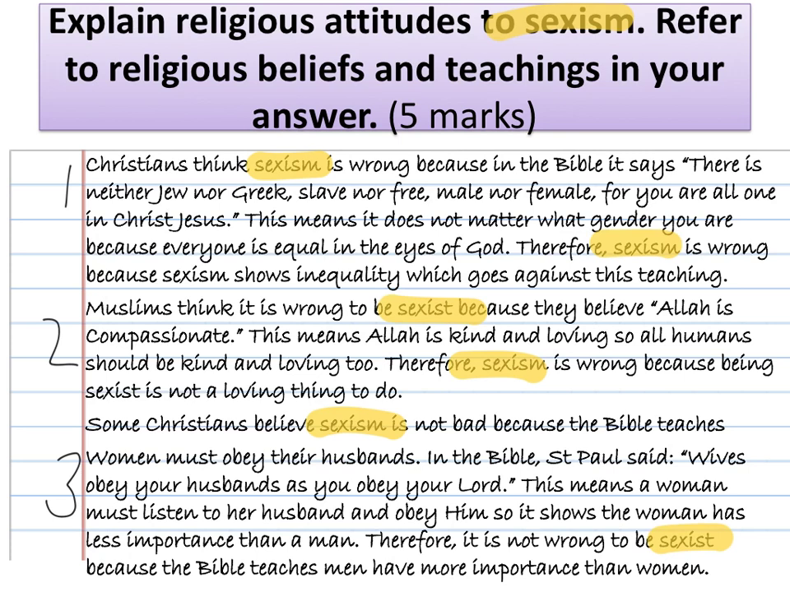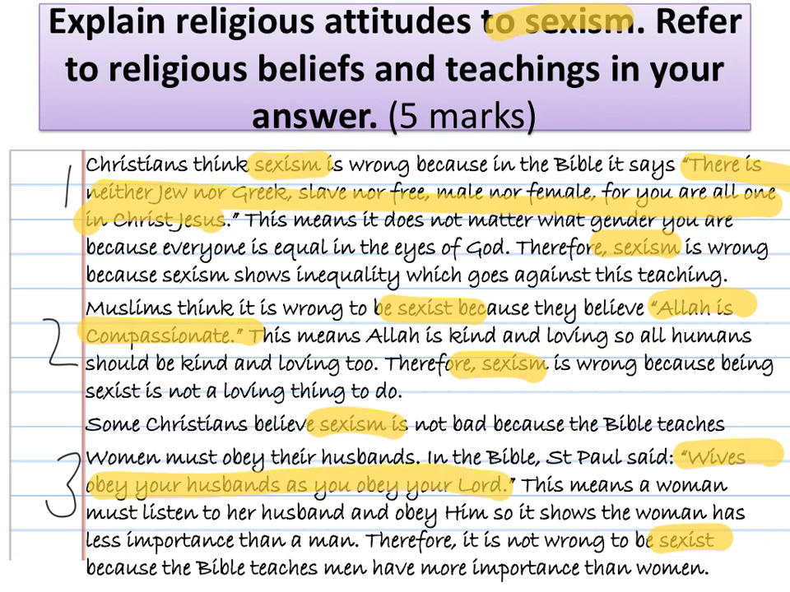Finally, each of the points contains a specific religious teaching. Here we can see there is neither Jew nor Greek, male nor female, for all are one in Jesus Christ. Here we've got the simple teaching of Allah is compassionate, and here we have wives, obey your husbands as you obey the Lord. Each one of these is explained in the context of the question in order to make sure that whatever you are saying picks up the marks because it's referring back to sexism.